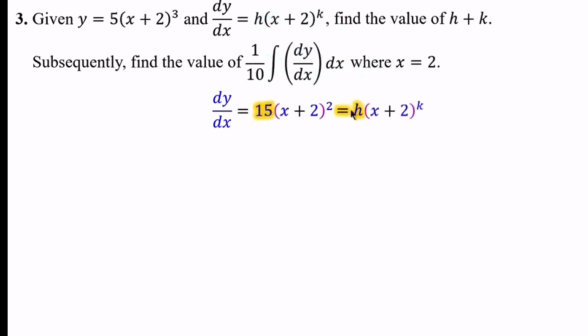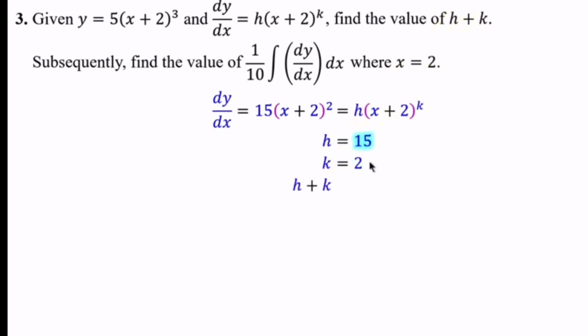So h is equivalent to 15, and k should be equal to 2 by just observing left and right. The right is k, the left is 2. So that means k will be equal to 2, right? So that is how you find the constants h and k, and the question is asking for the value of h plus k. So let's add k and h. It will be 15 plus 2, right? Which is equivalent to 17.